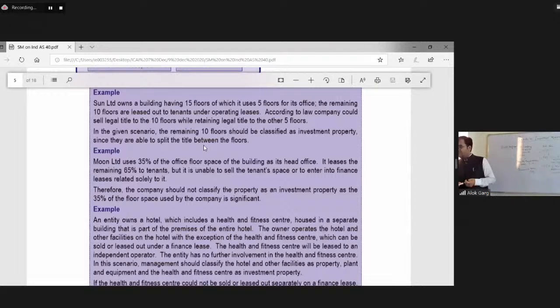Kaustav has a very good point. What will happen if, for example, 50% portion is for business use and 50% portion is for rental purposes? In that case, Kaustav, the management needs to apply judgment on whether it has to be shown as an investment property or as property, plant and equipment. The management can use both options with proper disclosure in the notes to accounts. Any other query?